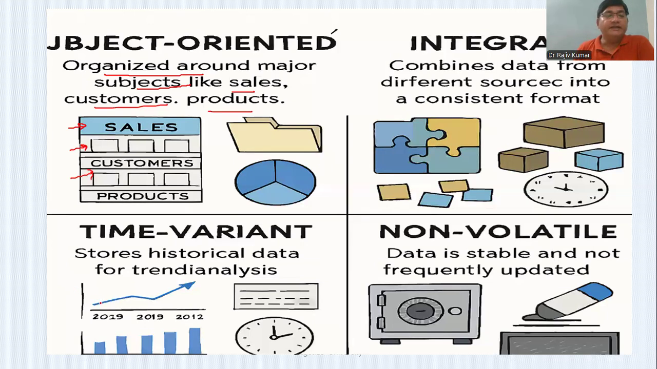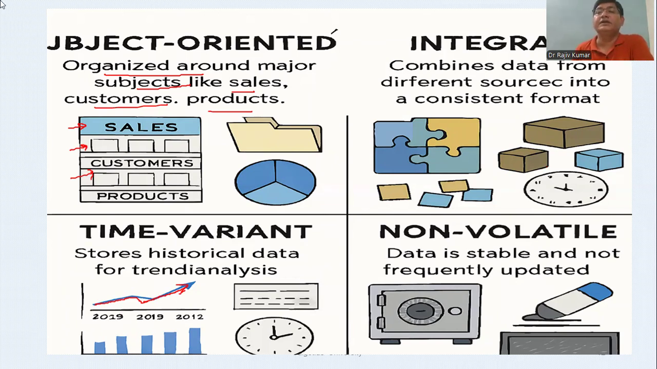Next is time variant. Time variant means it stores historical data for trend analysis. We can see this data and we can say the trend is increasing. So we can find the trend. It may be increasing, it may be decreasing. So this graph shows an increasing trend.